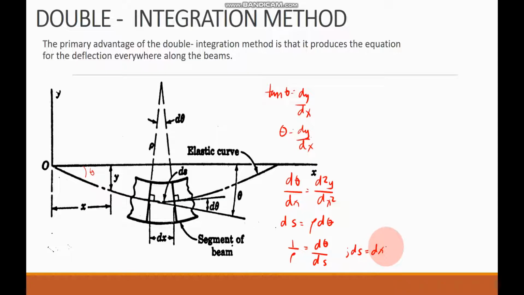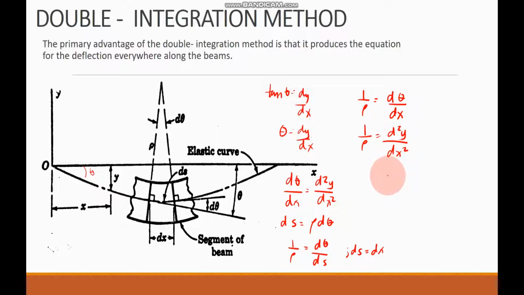We have now obtained this equation, on which 1 all over rho is equal to d theta all over our differential x, so this equation is just the same as this one, the second derivative of y with respect to x.